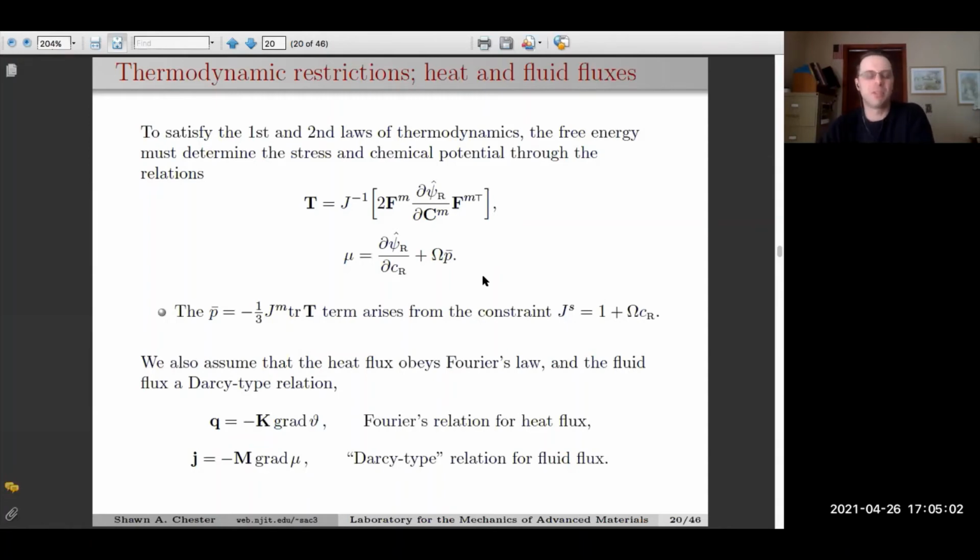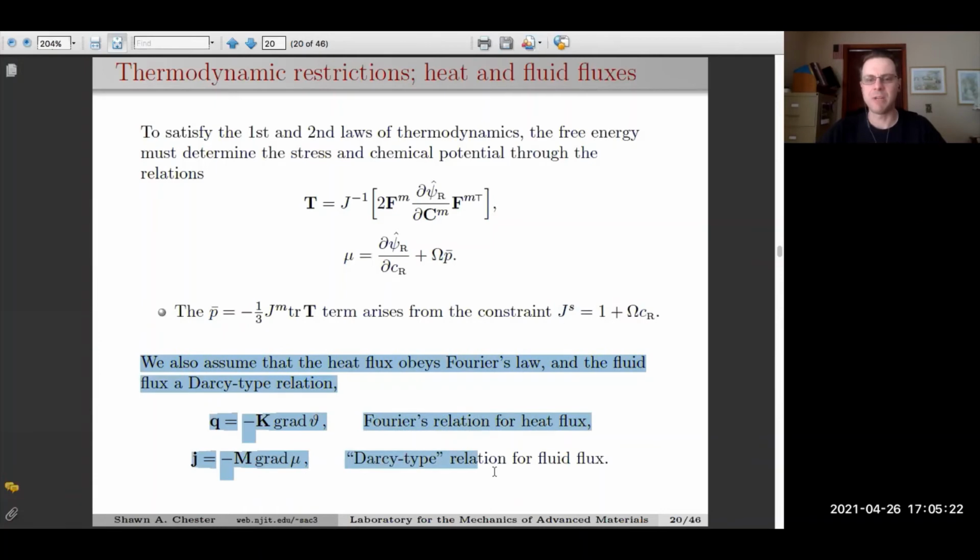Here, it's more of a chemical effect, so it's the chemical potential that drives fluid flow. And this second term at the back end of the chemical potential arises because of that kinematic constraint on the swelling deformation, right? And because there was empty white space on this slide for heat flux and fluid flux, we take a Fourier's relation and something similar to a Darcy type relation.